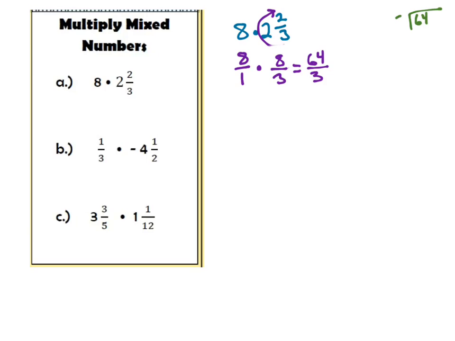64 divided by 3. Well, 3 goes into 6 twice. 2 times 3 is 6. I subtract that, I get 4. 3 goes into 4 once. 1 times 3 is 3. Subtract, I get a remainder of 1. So this is equal to 21. My remainder becomes my numerator. And my original denominator, my divisor, becomes still my denominator. So that equals 21 1/3.